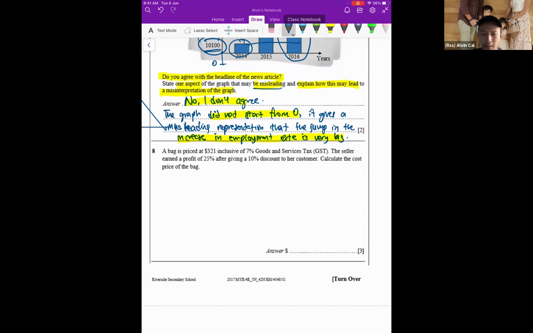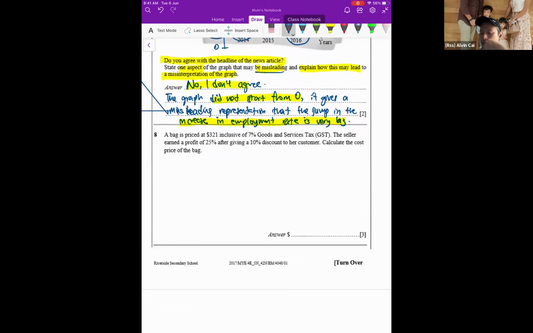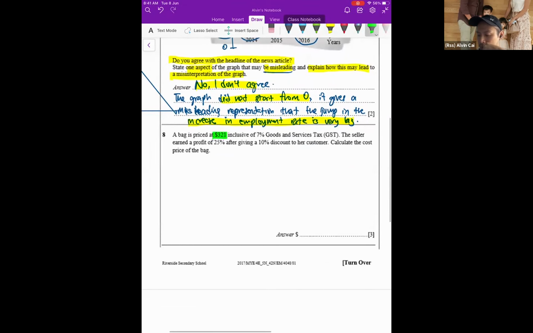Okay, so for question 8, it's talking about a GST question. So just break it down. The question says that the bag is priced at 321, inclusive of GST. So the first thing that comes to our mind is this value is actually 107% because it's already inclusive.